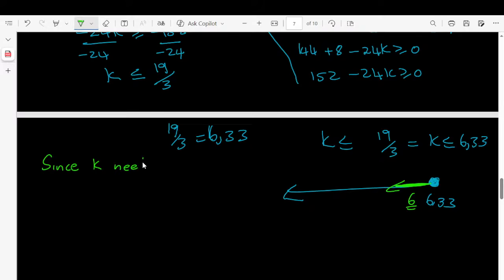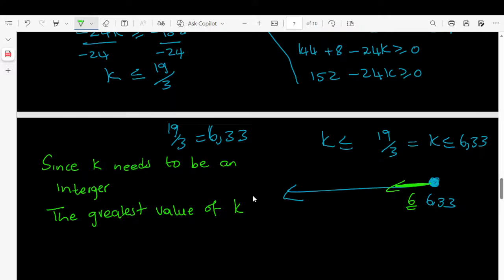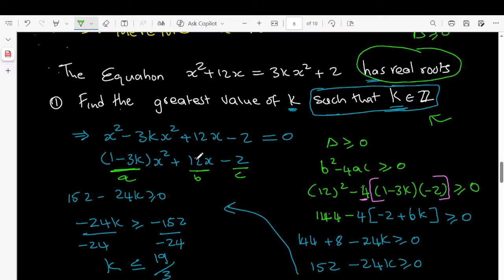needs to be an integer, the greatest value of K is 6. And that's it. Simple. Nice. Oh, I'm so happy. Yeah, this is good.